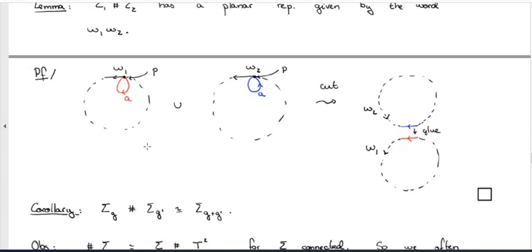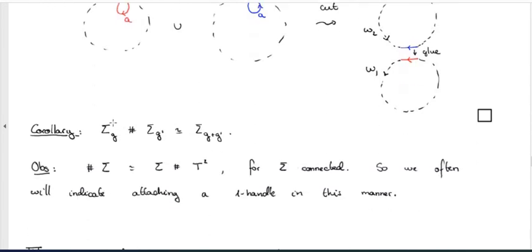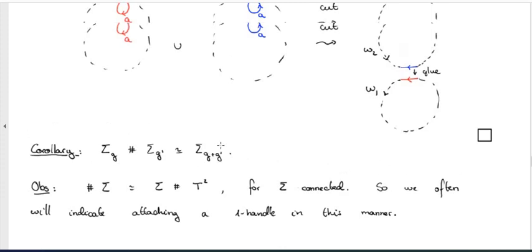All right. And a nice corollary of this, of course, is that if I connect sum the surface with genus G and the surface with genus G prime, then I will get the surface with genus G plus G prime, right? Because if this one is basically G commutators and this one is G prime commutators, when I glue, I just get G plus G prime commutators.